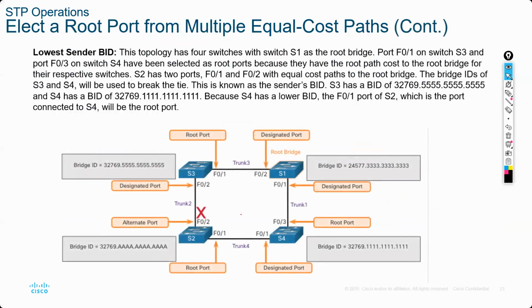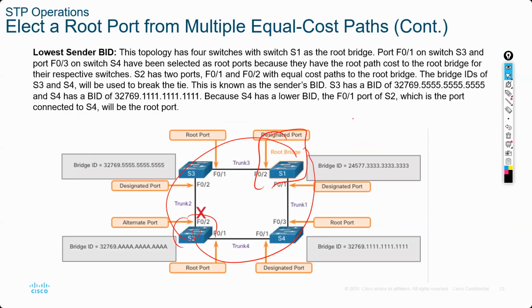Let's see. Look at what we have here. There are 4 switches on this network, and this guy won the election. So there's a problem. If switch 2 wants to go to the root bridge, if he follows right, the cost is the same. If he follows left, the cost is the same. What I mean by cost, the speed is the same at both ends. So how will this switch 2 break the tie?